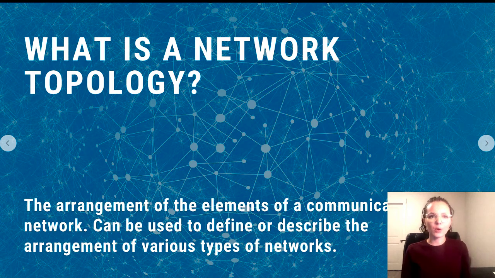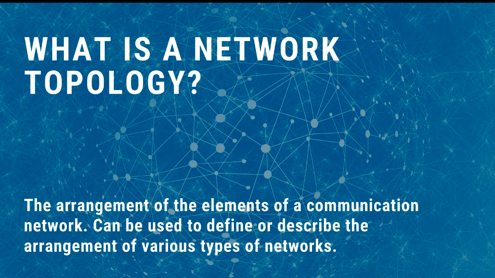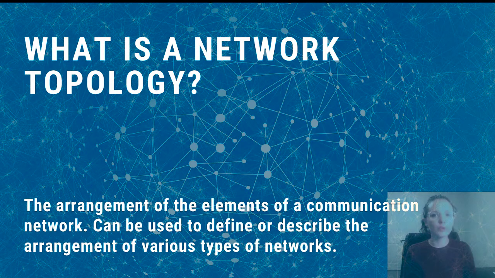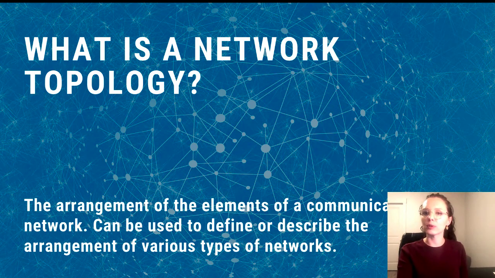Awesome, let's talk about network topology. So network topology is the arrangement of elements of a communication network. They can be used to define or describe the arrangement of various types of networks. So this is going to be how we arrange the communication on the network. The configuration or topology of a network is key to determining its performance. Network topology is the way a network is arranged, including the physical or logical description of how links and nodes are set up to relate to each other.